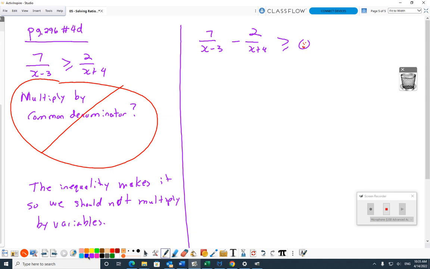Happy 0. Because now I can build an interval chart. Oh, he's got a little bit of hair there. There you go. He's a very happy 0.